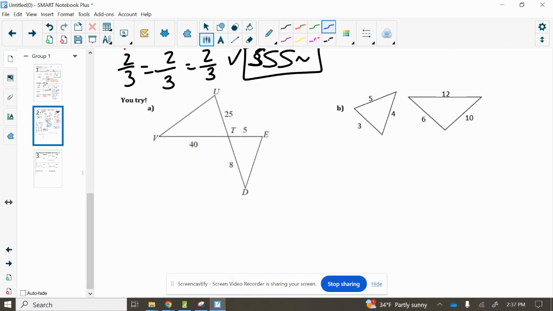All right, finally, we have two examples here at the bottom for you to try. Make sure you line up your corresponding sides to check for the first one. Don't forget about vertical angles. And then example B, also work to see are those similar by side.